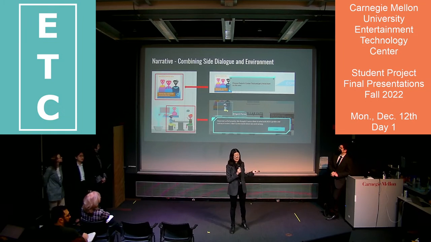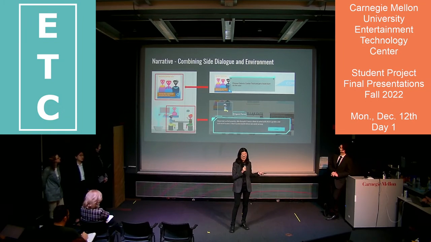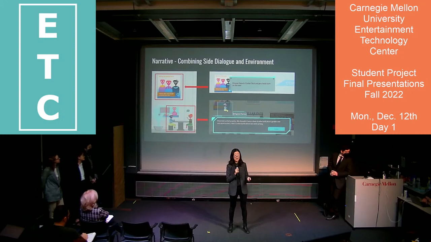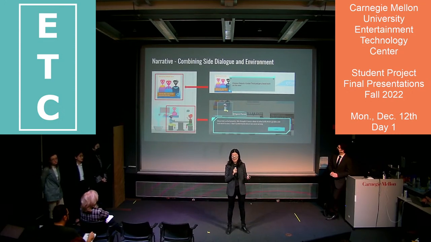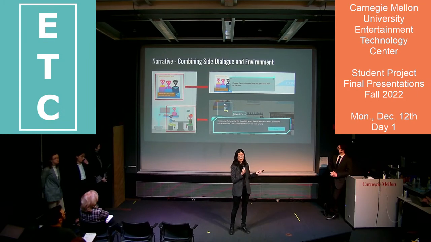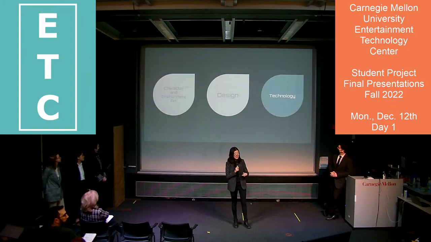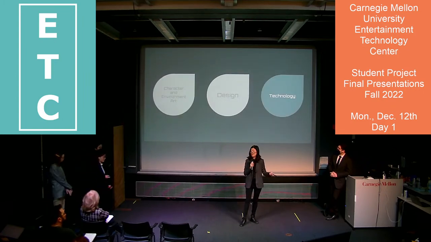In this particular case, we have a purple parent and a pink parent who are seated in the same area and are presumably of a similar socioeconomic class. However, we can see that the purple parent has far worse outcomes in comparison to the pink parent. So now I want to pass on to Phoebe to talk about the tech.